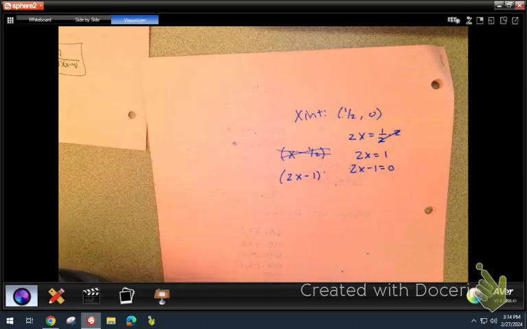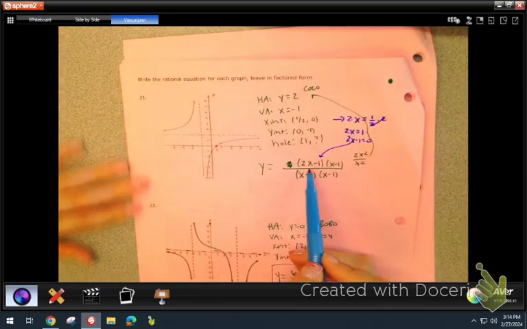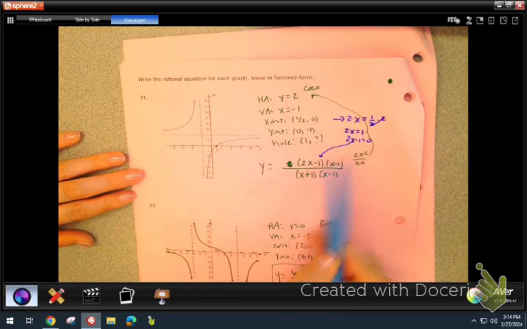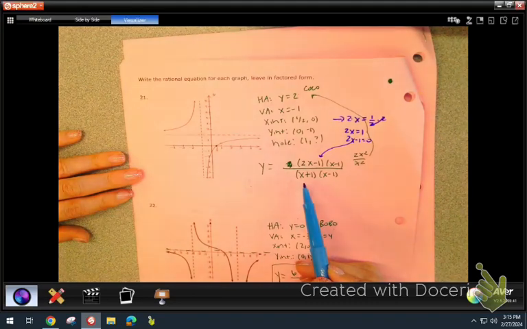So what ends up happening here, I'll show you my work right here. So I put everything I know. I put my x-intercept. I wrote out the work on here so you can see. I had to put a factor for my hole in the graph. And then I put in my vertical asymptote. This is problem 21 on your homework.